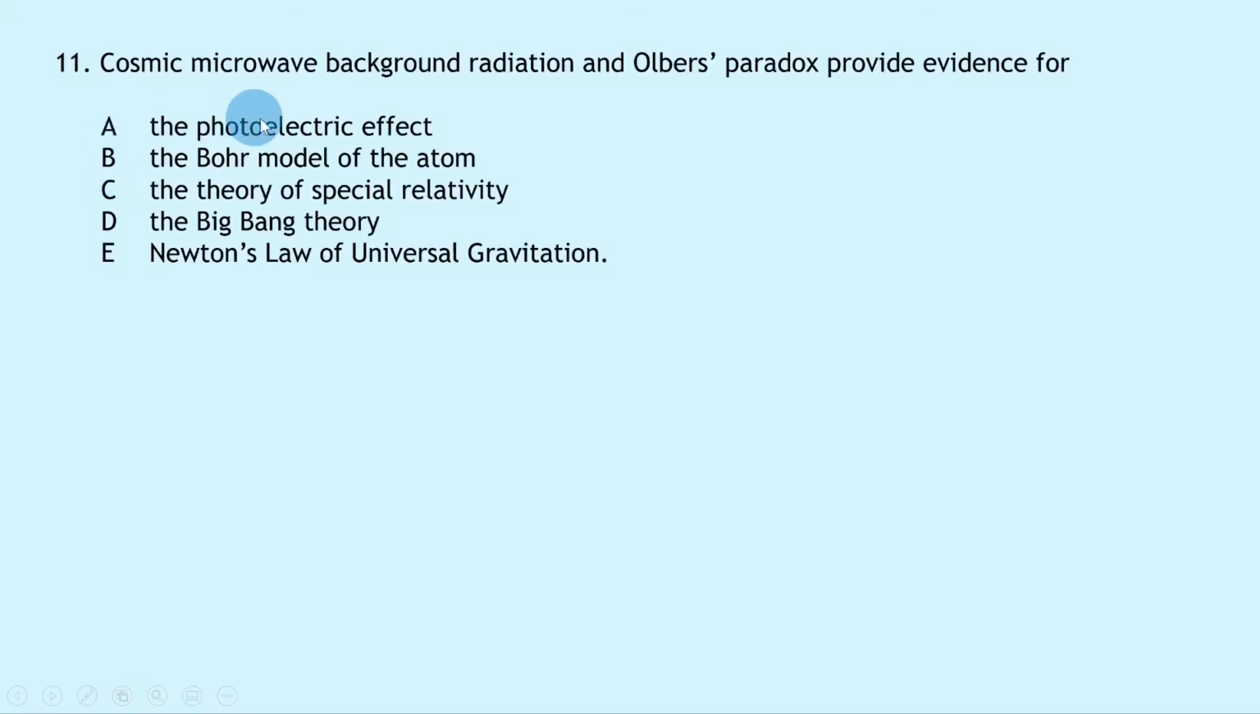Question 11 says cosmic microwave background radiation and Olber's paradox provide evidence for the photoelectric effect, the Bohr model of the atom, the theory of special relativity, the Big Bang theory, or Newton's law of universal gravitation. Well, you should remember that CMBR, cosmic microwave background radiation, and Olber's paradox provide evidence for the Big Bang theory.